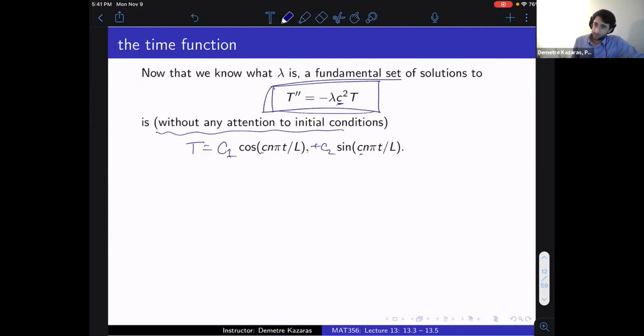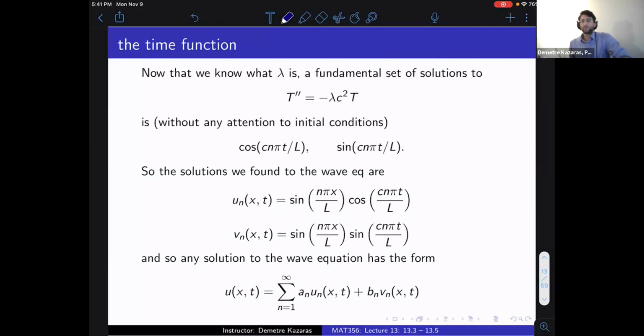Okay, good. So now let's put things together. We get these two building block solutions. We have x times t, where we just figured out that x is some constant times sine of n pi x over L, and t is some constant times cosine of c n pi t over L plus sine of c n pi t over L.